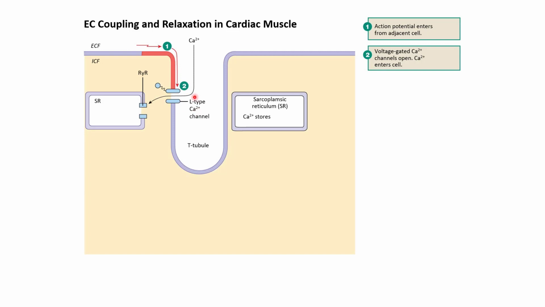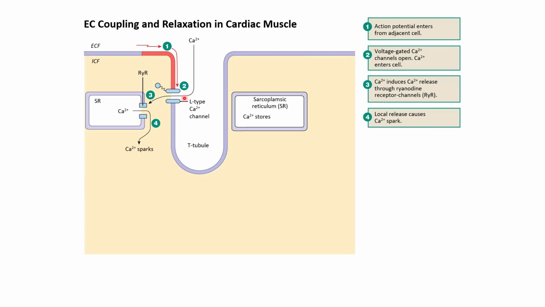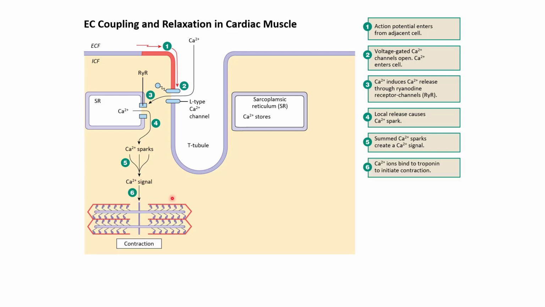Okay, so these are both voltage gated, and like smooth muscle, calcium will enter from both the T-tubule, so from the ECF, and from our sarcoplasmic reticulum. So we start increasing our intracellular calcium, which causes what we call a calcium spark. At that time, all those sparks within the myocardial cell are summated, and we create a calcium signal, which is then going to bind to troponin, similar to skeletal muscle, and will initiate contraction.